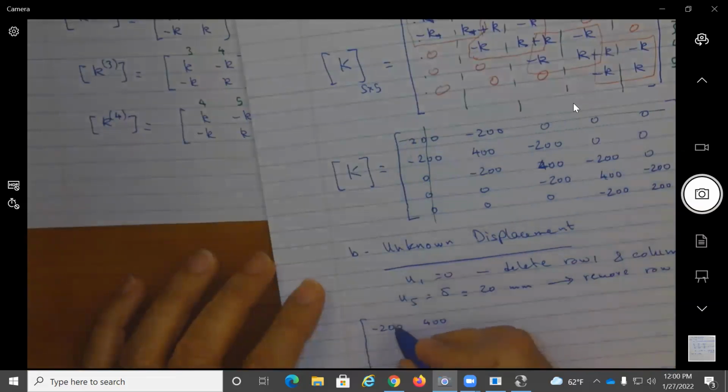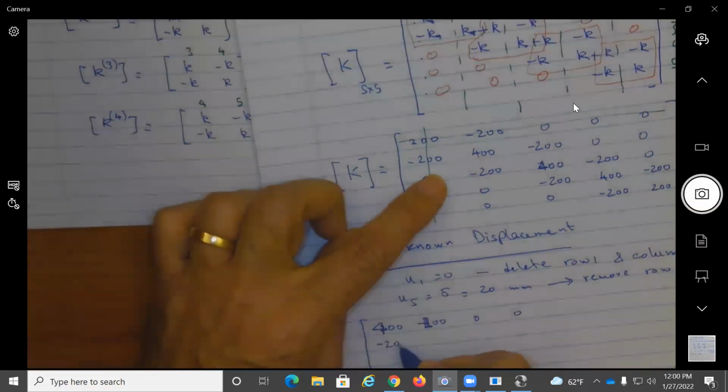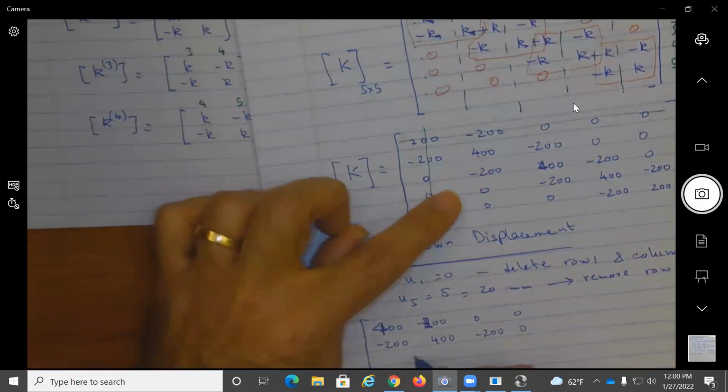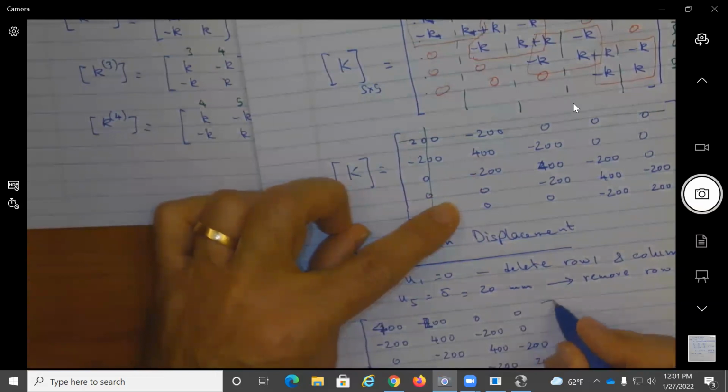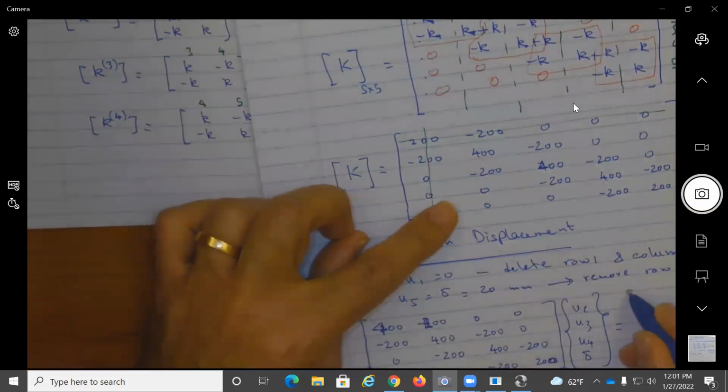So I should start with a 400, a minus 200, 0 and 0, then minus 200, 400, minus 200 and a 0, and then I have a 0, minus 200, 400 and a minus 200, and finally a 0, 0, minus 200 and a 200. These are multiplied by U2, U3, U4, and U5 is delta. These are equal to, we know that F2 is 0, F3 is 0, and F4 is 0, but F5 is unknown.